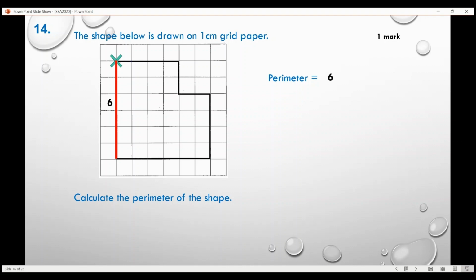And we're continuing. We haven't reached back to where we started. Since we went down, we must now move to the right. So we're going to the right. 1, 2, 3, 4, 5, 6 as well. So the distance moved so far is 6 plus 6. And now we have to go upwards. 1, 2, 3, 4. So we're going to add 4 to that. And now that moves down to the right and up.